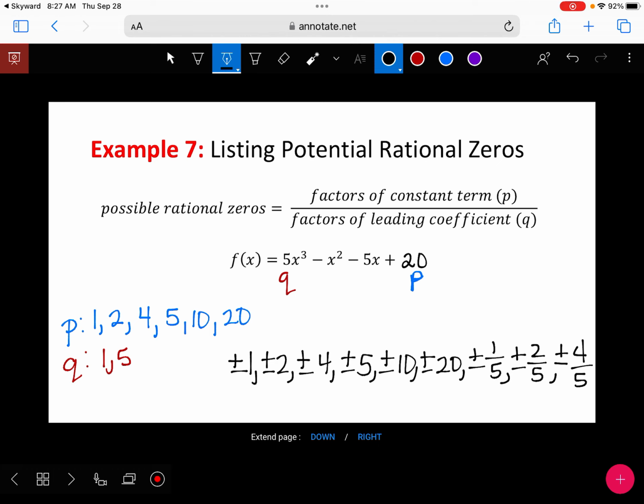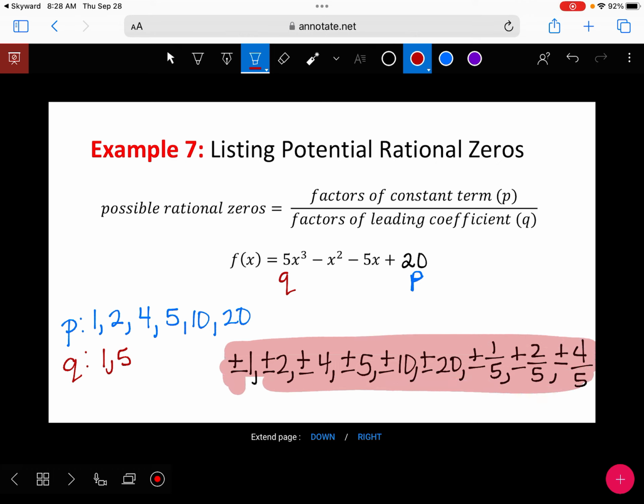Now, when I start to get to the end, I have 5 divided by 5. But what is 5 divided by 5? 1. We already got that number, so we don't need to list it. And then 10 divided by 5 is what? 2. We already have that. We don't need to list it. And then 20 divided by 5 would be 4. We already have that. So this would be my list. And this is what I would have to include as my possible rational zeros, all of these numbers.